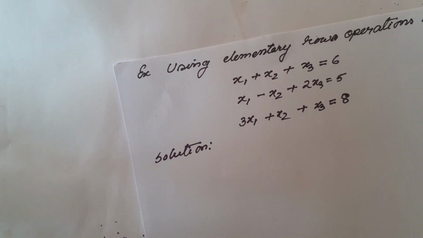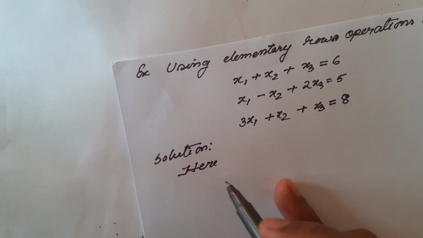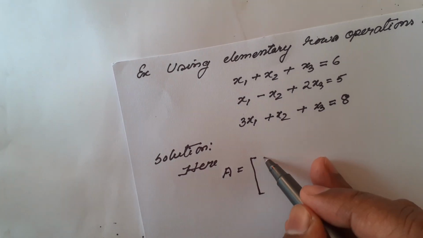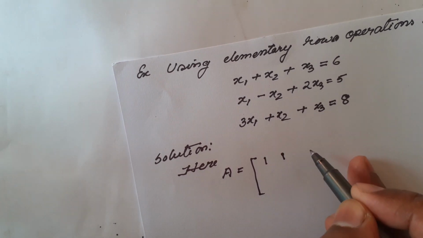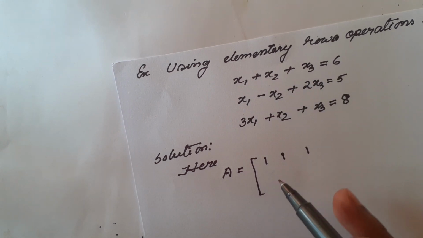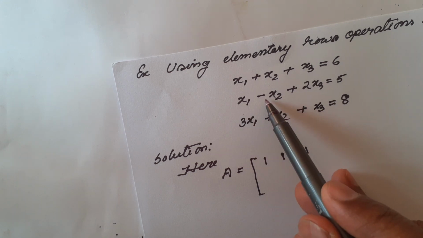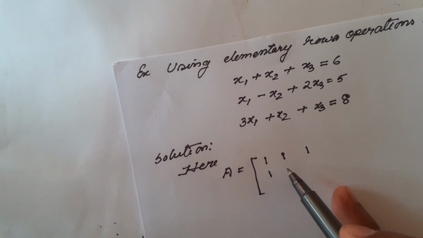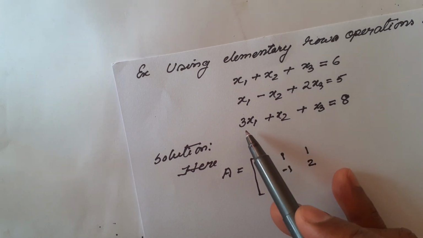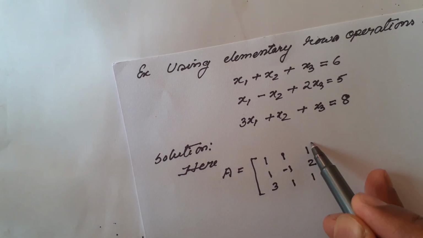We first write the coefficient matrix here. Here, the coefficient matrix is 1, 1, 1. All the coefficients in the first equation are 1, 1, 1. Then second equation coefficients are 1, minus 1, 2. And third equation coefficients are 3, 1, 1.